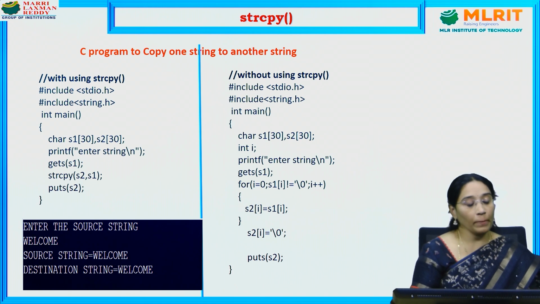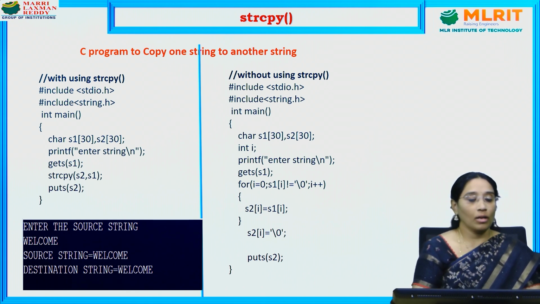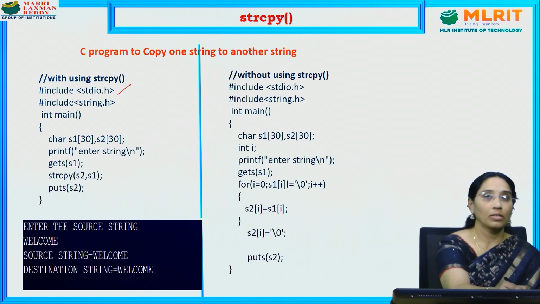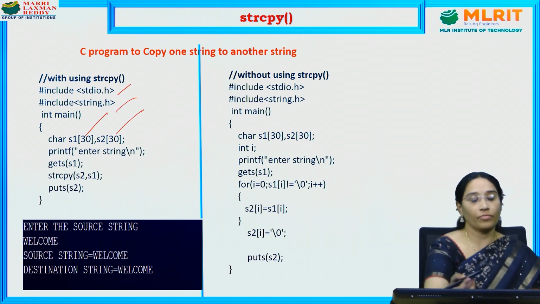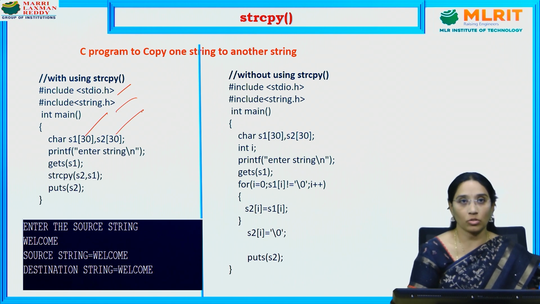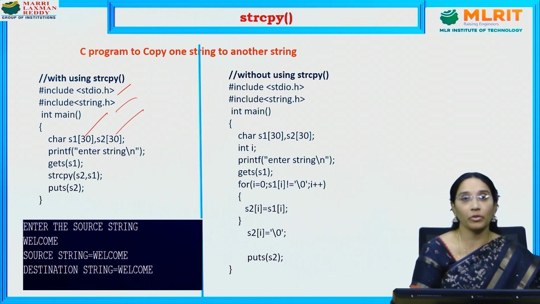So this is the program: copy one string to another string. Here we are seeing 2 cases, how to use the strcpy function and without using the strcpy function. #include <stdio.h> and <string.h> header files, char s1[30], s2[30]. Why have we taken 2 strings? Because to copy from one string to another string, we need 2 strings.